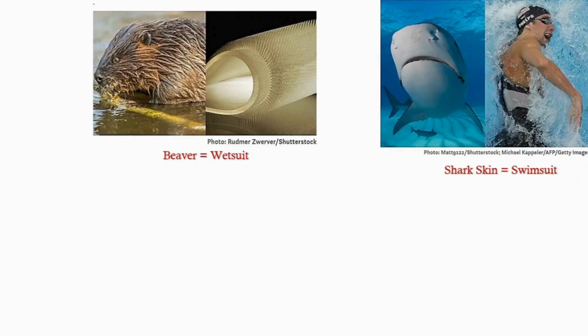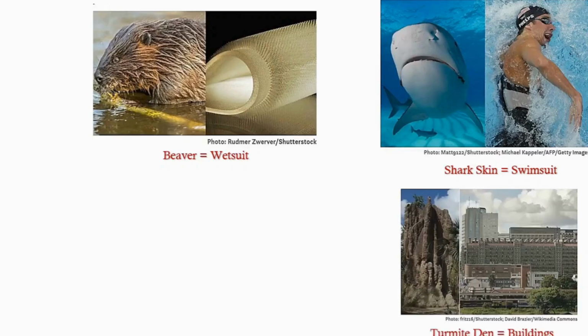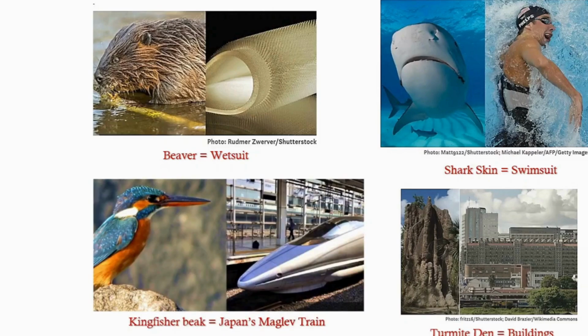Now let's move further. And shark skin: Michael Phelps, when he was performing at the Olympics, used this swimsuit which has the principle of shark skin. The surface is kind of a shark skin surface, right? And it is being used, and the principle used here is biomimicry. Next example is the termite den, and based upon the termite den, many concepts of the building have been designed. And the last one is the most important, as well as my most favorite, and what is that? Japan's maglev train designed based upon the kingfisher bird.